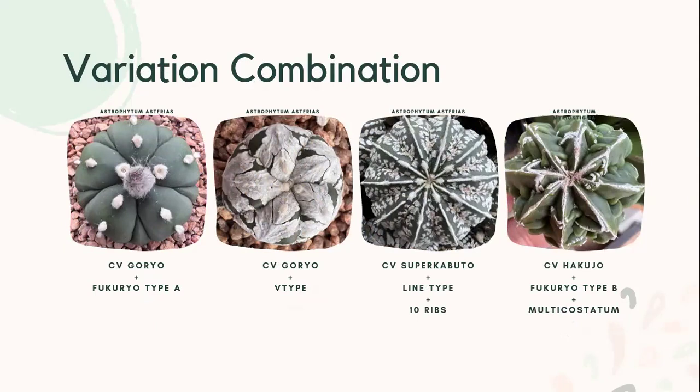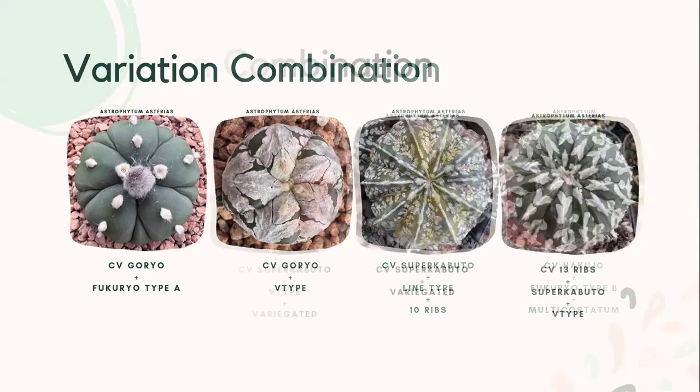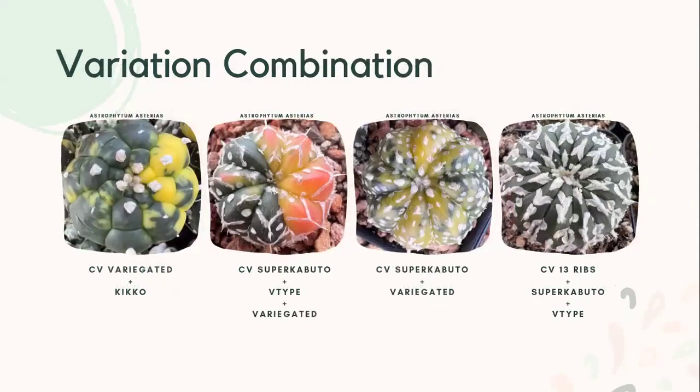So these are Goryo plus Focorio type A Astrophytum. This is a Goryo 5 ribs V type. The V type is so thick. It's amazing. This is a Super Kabuto, and then it has a line type, and then it has 10 ribs. So this is Astrophytum myriostigma Hakojo, because of the white lining. Focorio type B because the ribbing is just crazy with warts. And then it is like multicostatum because it's more than 5 ribs. So those are other combinations too.